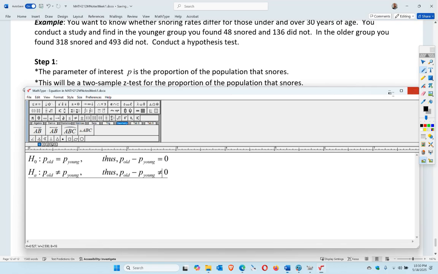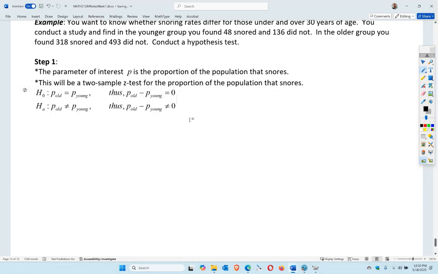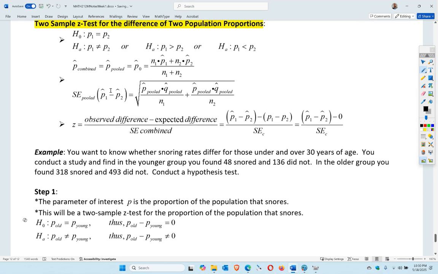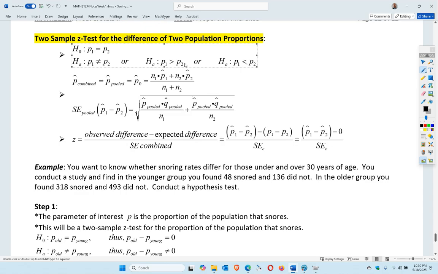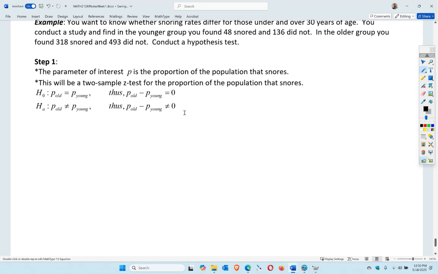Okay? Because again, these ones can be less than, greater than, or not equal to, just like the single proportion ones, right? The only difference here, instead of using a number, we're comparing two populations. Okay, so again, all three types are possible here also. All right. Okay, so step 2.